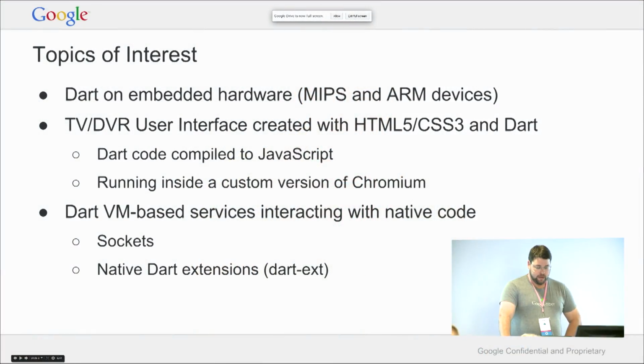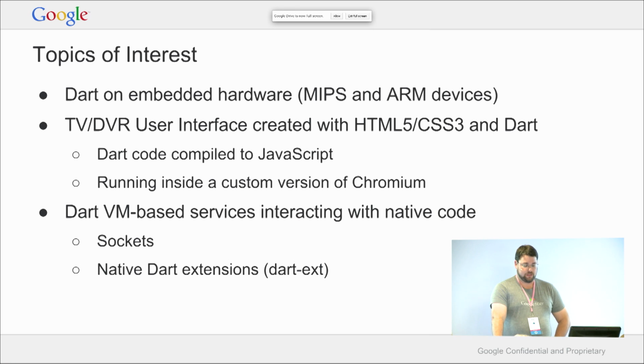I am a software engineer with Google Fiber, and I'm going to talk to you today about a few points of interest. We're going to talk about how we created a TV and DVR user interface with HTML5, CSS3, and Dart. This is running on embedded hardware, which might be interesting to some people, MIPS and ARM devices specifically. And we're also going to talk about how I use some Dart VM-based services running on these boxes, interacting with native code to handle some of the stuff that the browser can't do, dealing with sockets and native Dart extensions. So some of you might be interested in that as well.